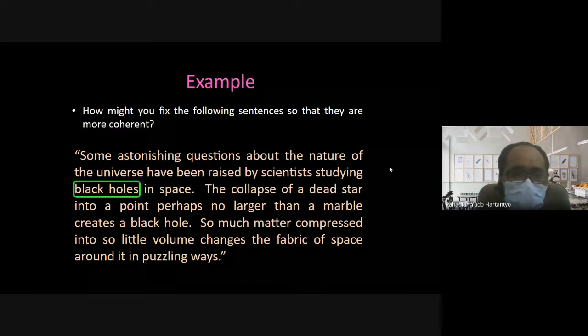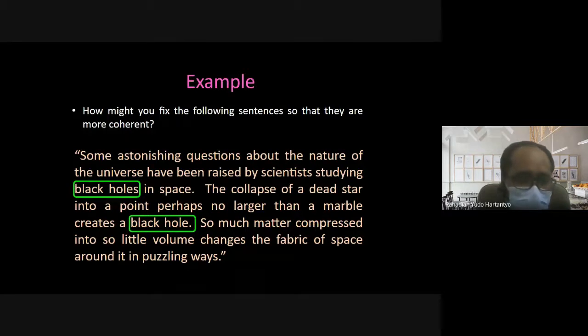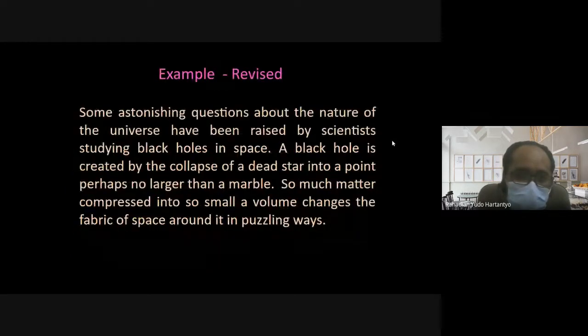Okay, we move fast. Pay attention to the highlight. The highlight, black holes. Yeah, it's repetition. Okay, let's make the paragraph cohesive, but not coherent. Why? Because of the structure of this sentence. It's much better when we change the structure of the second sentence. Yeah, you can see there.